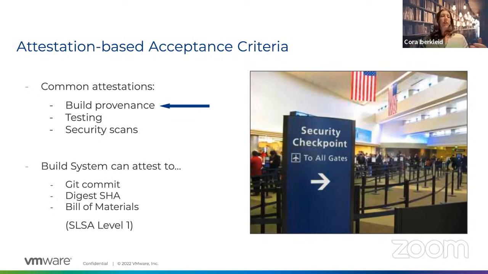I don't know if you've heard of SLSA. SLSA is a set of rules or standards for secure, I forget what it stands for, secure software levels for secure artifacts or something like that. And so it has different levels. The more levels you comply with SLSA, the more secure your software supply chain is. And so if your build system can attest to these things, those are things you can check off at SLSA level one.